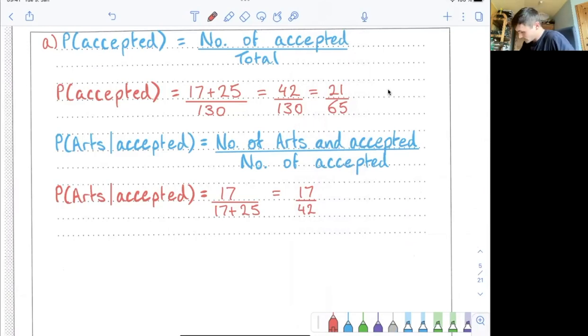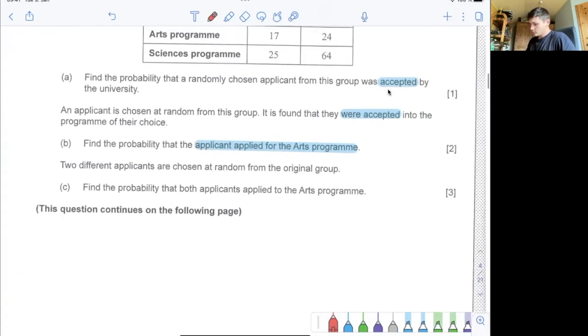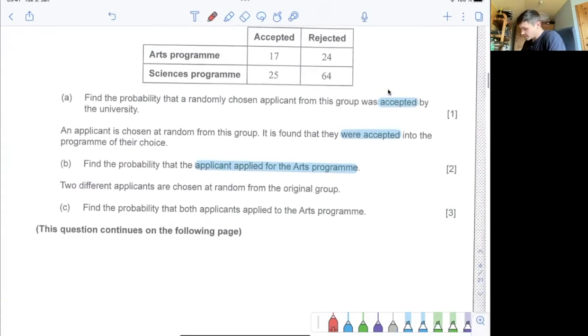Okay, well, I've not put a B here. Okay, let's charge on to part C. Okay, so 2 different applicants are chosen at random from the original group. Find the probability that both applicants applied to the arts program. All right, so we got 2 different applicants are chosen. All right, and we've got to find that both applicants applied to the arts program.